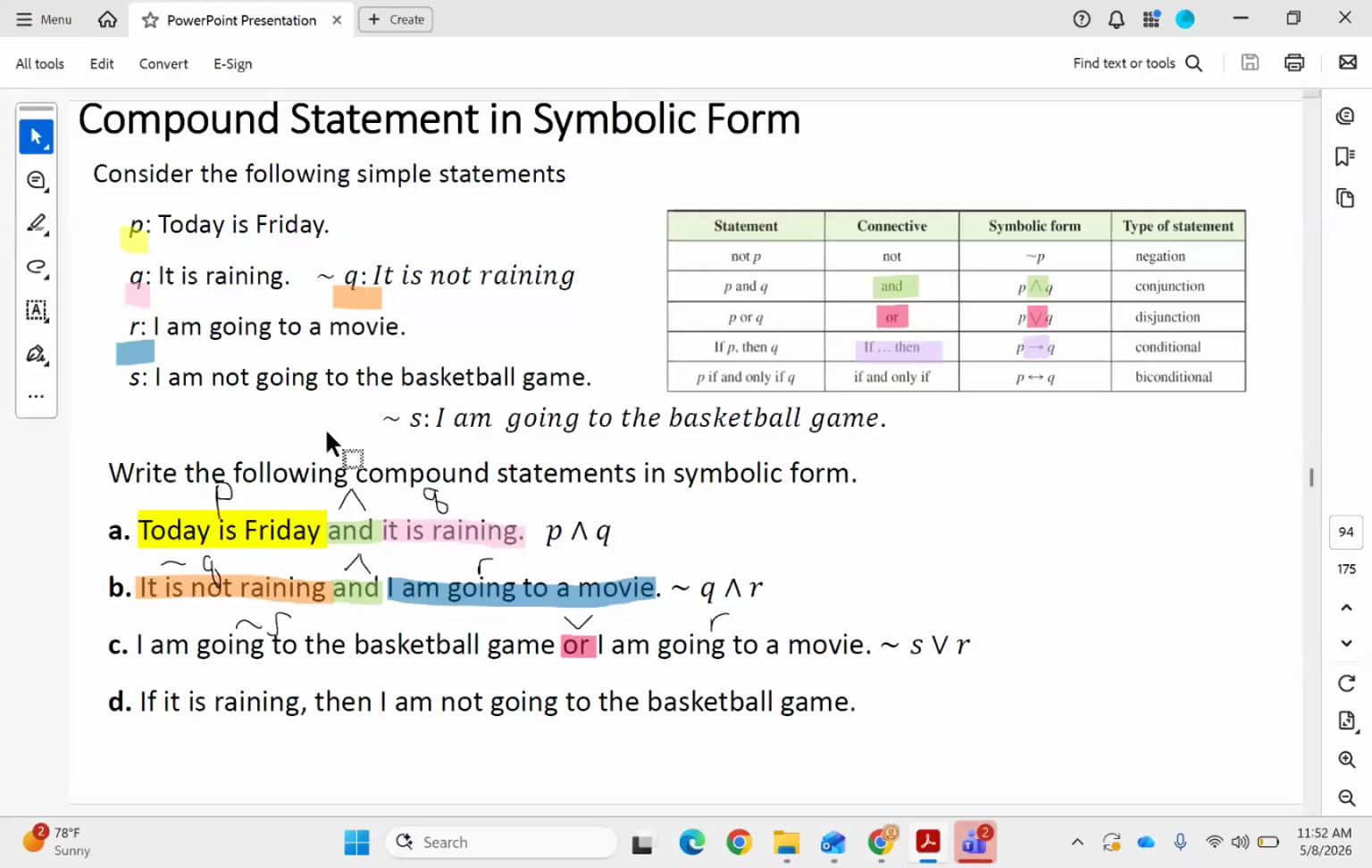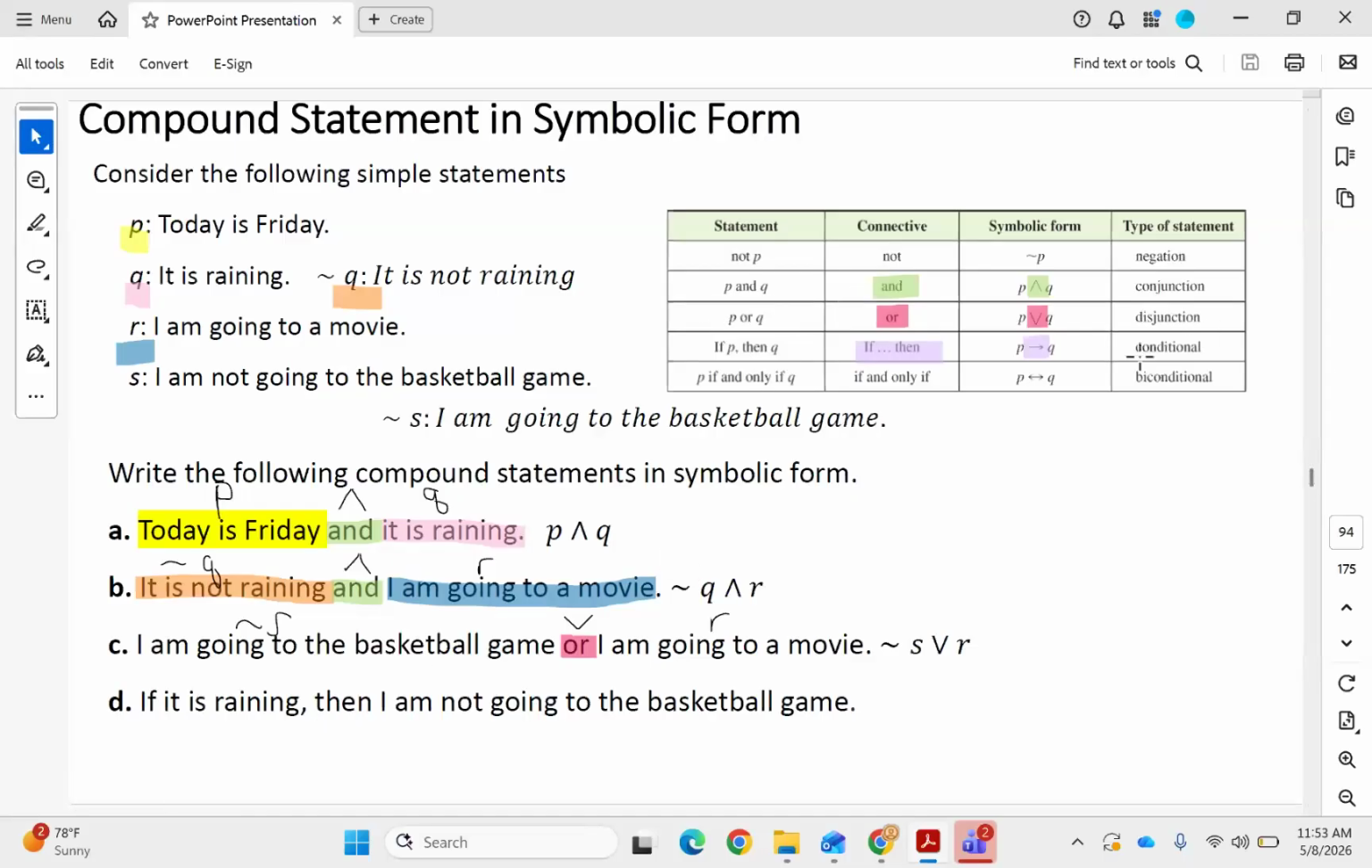This would be R. So in symbols, this is not S or R. And then statement D says, if it is raining, then I'm not going to the basketball game. What you should be looking for are these words. If you notice, those are kind of like keywords. I noticed that it starts with if, and then it has the then in the middle. So it's an if-then statement.